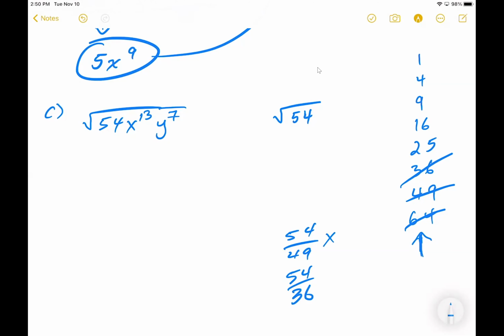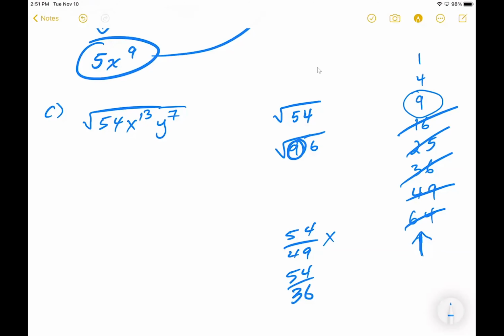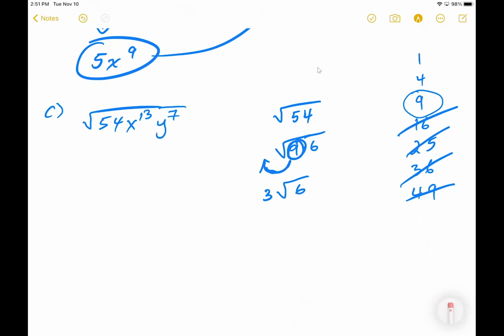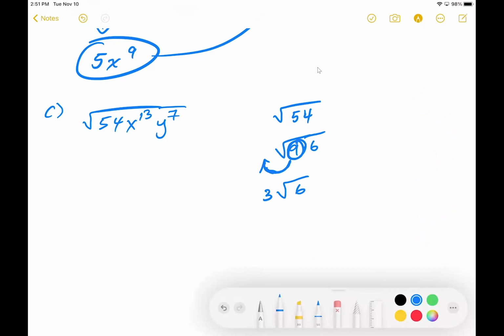If you don't see it, you can try the 25, you can try the 16, but the one number that works for 54: do you agree that 9 times 6 is 54? And why do I use 9? Because 9 is a perfect square. And if it's a perfect square, I can bring it to the outside, because I can bring out 3, and that's what I have left, right? That's one way to do this: you take your number and divide it by a perfect square number.